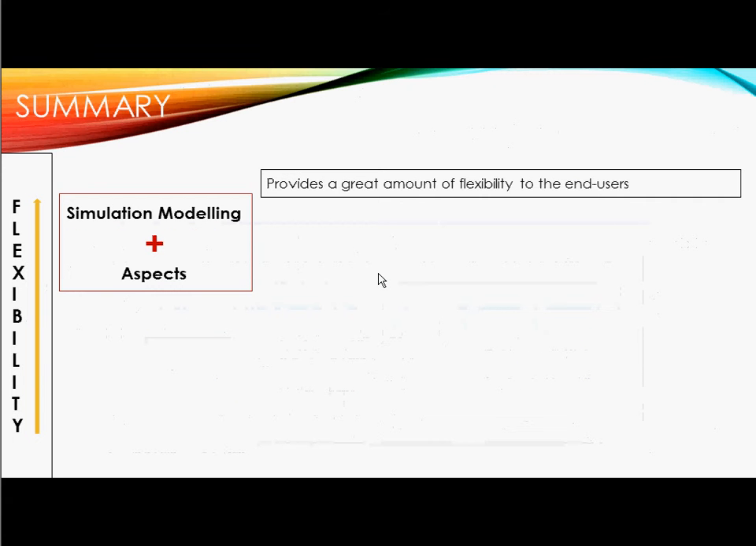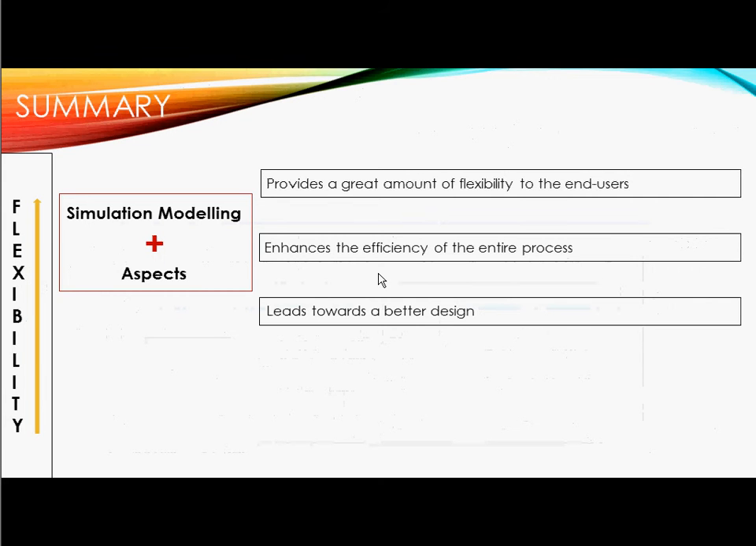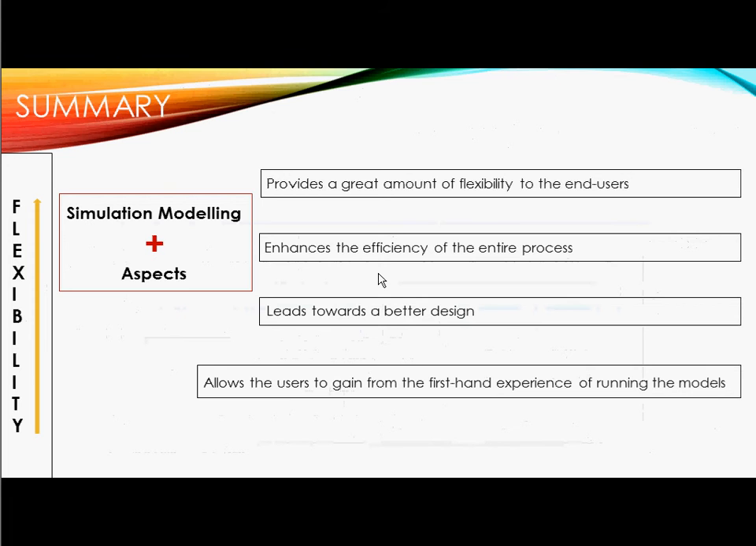And that is more or less everything. To summarize, simulation modeling with aspects provides a great amount of flexibility to the end users. It enhances the efficiency of the entire process. It leads towards a better design. It allows the users to gain from the first-hand experience of running the models. This is especially true for the end users who are not the modelers themselves, and they might read through the trace files and see what is going on in the model.